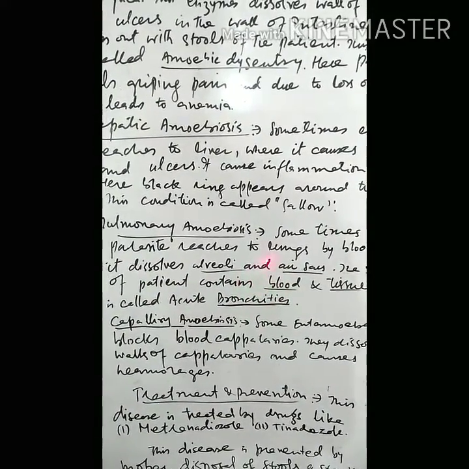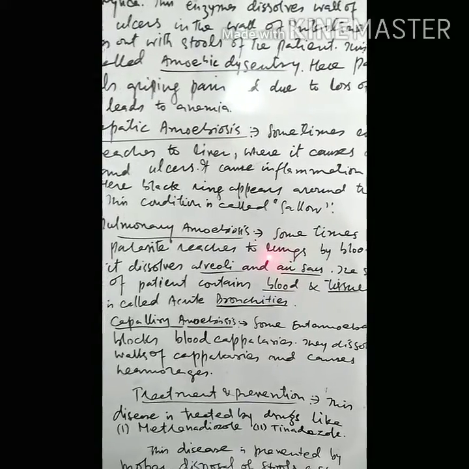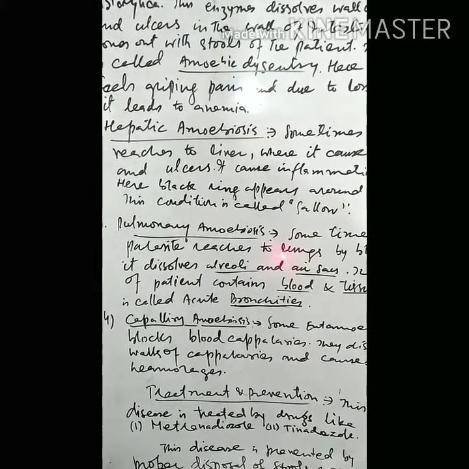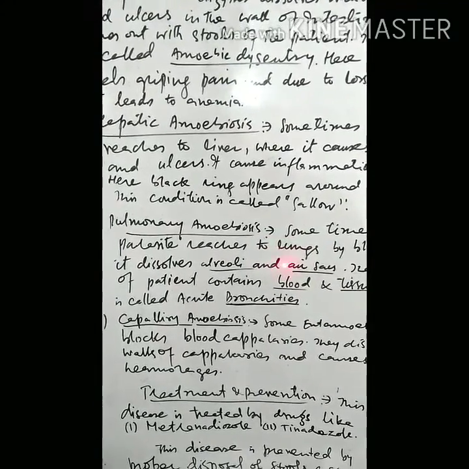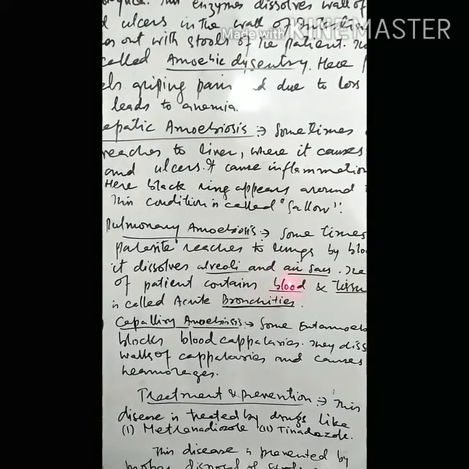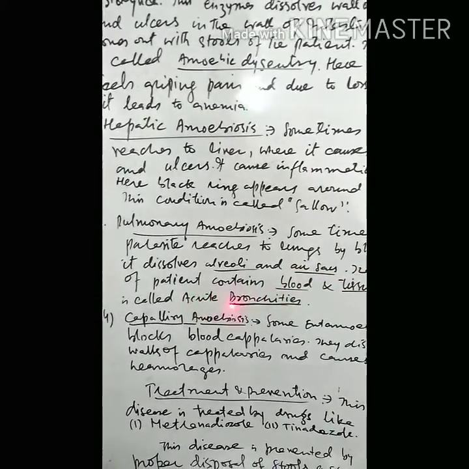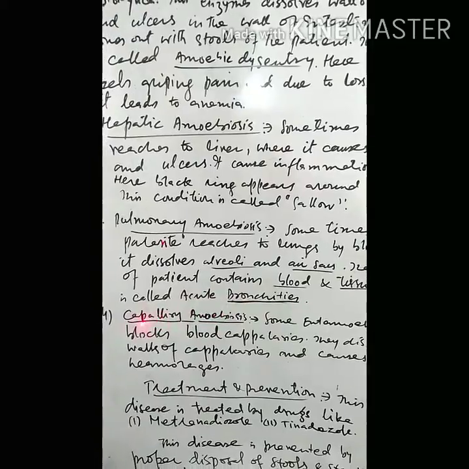What happens here? It ruptures the alveoli and bleeding occurs there. This blood comes out through the sputum of the patient. This sputum contains blood and tissue. This is called acute bronchitis.